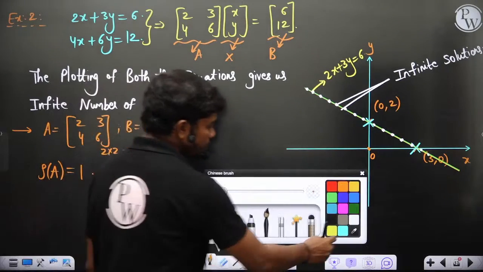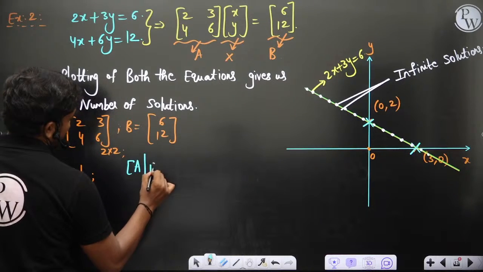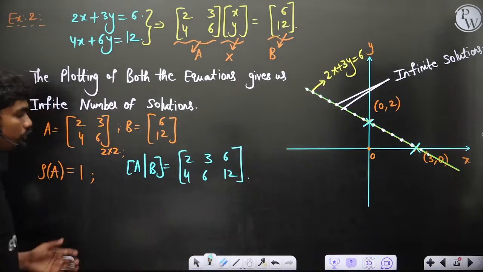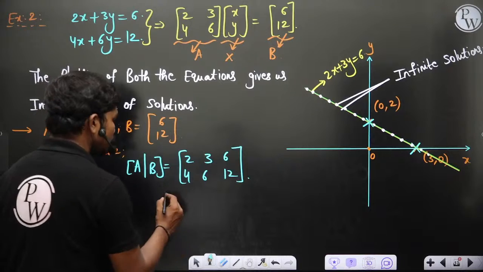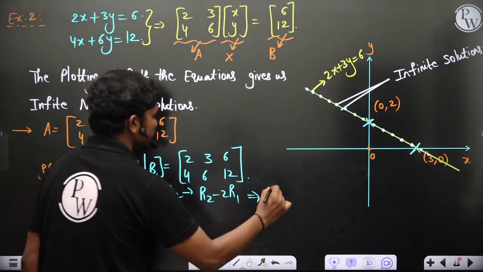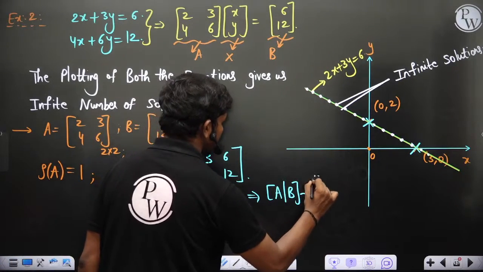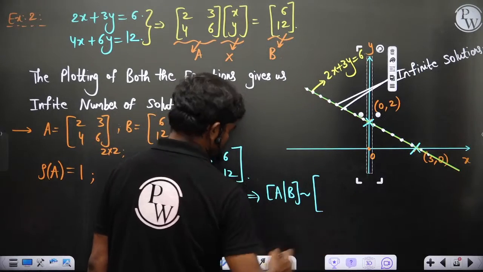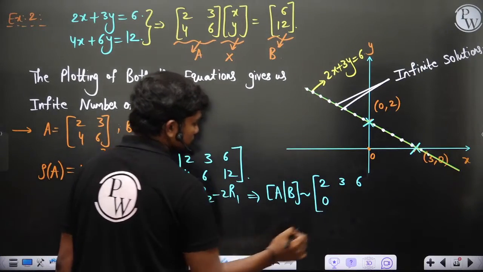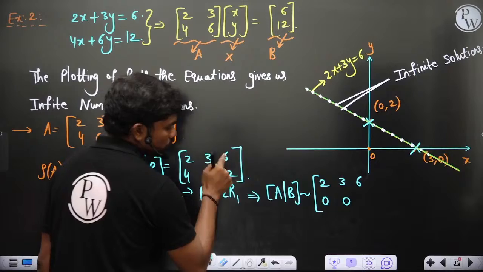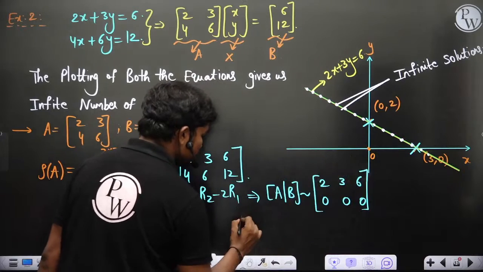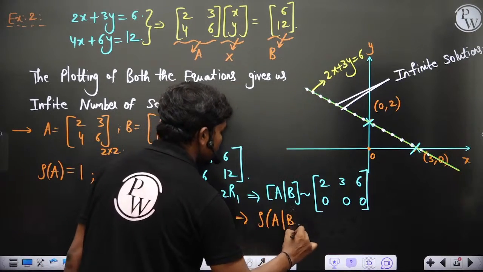Now if you go for this A augmented B, 2, 3, 4, 6, 6, 12. Then if you try to calculate the rank of this, let's apply R2 changes to R2 minus 2 R1, because we'll make this 0 initially. This yields A augmented B elementary identical to 2, 3, 6. Then 4 minus 2 times 2, which is 4, so this is 0. 6 minus 2 times 3 is 0. 12 minus 2 times 6 is also 0. So in this row echelon form, you have only one non-zero row. So this implies rank of A augmented B is also 1.